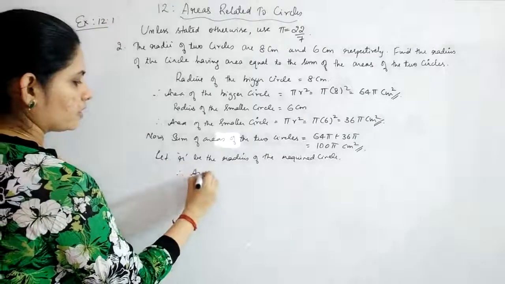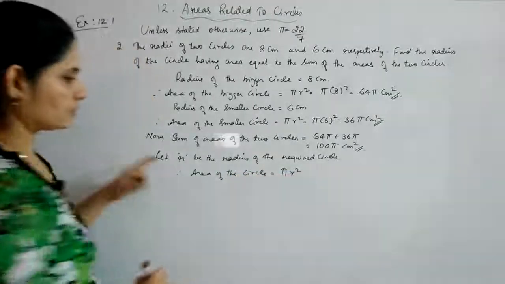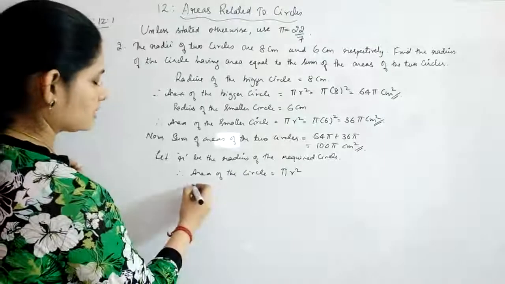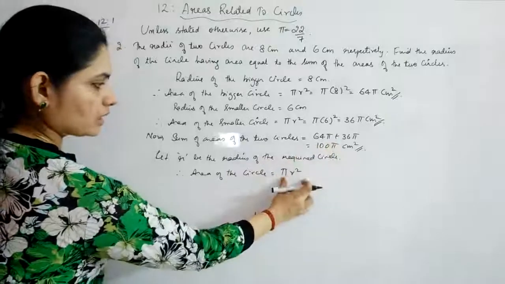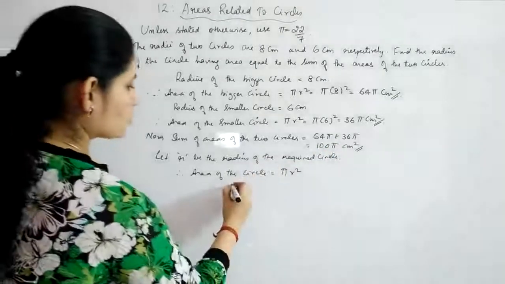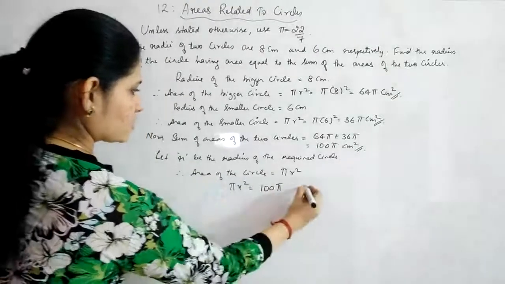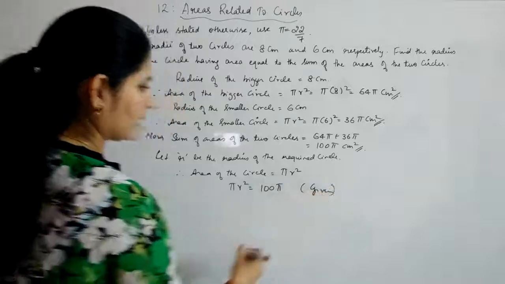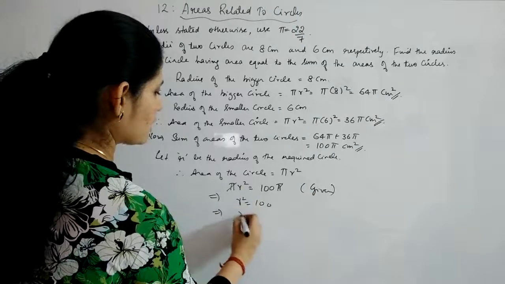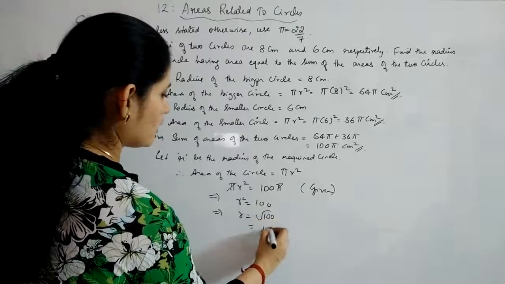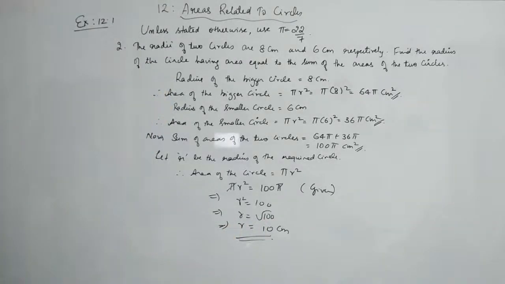Therefore the area of the circle will be pi r square if r is the radius. So what you will get here, you have got 100 pi. This should be the area of the circle which you are finding out, right? So you can write pi r square is equal to 100 pi. This is given in the question that you have to take like this. What you will get is r square is equal to 100, or r is equal to root 100, which is 10 centimeters. So the radius of the circle is 10 centimeters.